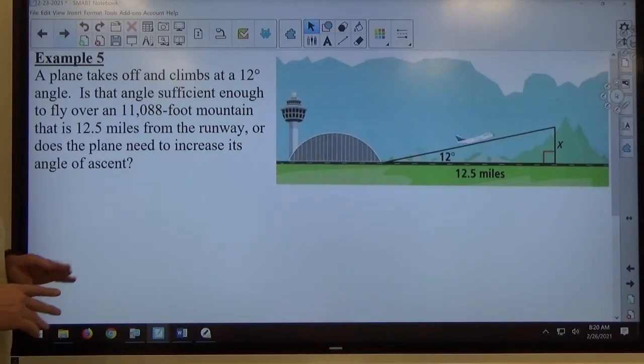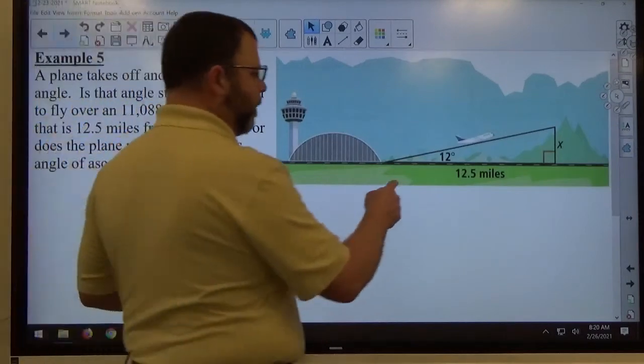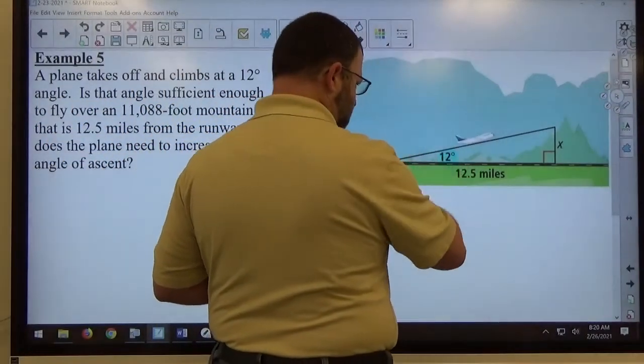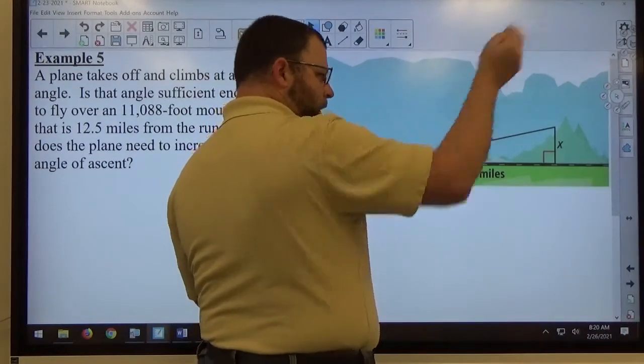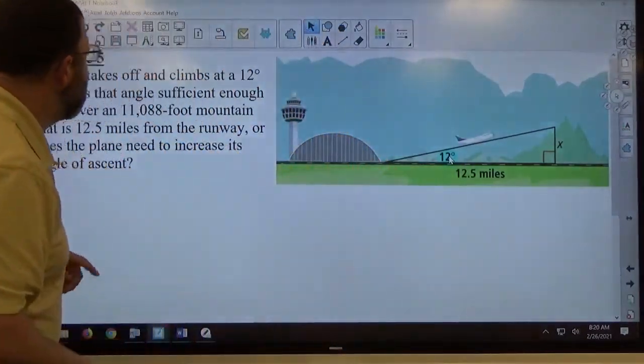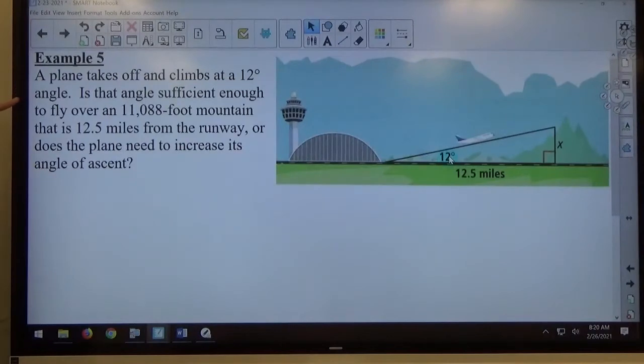So if you take a look at what's happening here, a plane takes off and climbs at a 12-degree angle. So that's what this is. Right, here's the runway, the plane is taking off at a 12-degree angle, so it's rising up, right? And climbs at a 12-degree angle. Is that angle sufficient enough to fly over an 11,088-foot mountain that is 12.5 miles from the runway, or does the plane need to increase its angle of ascent?